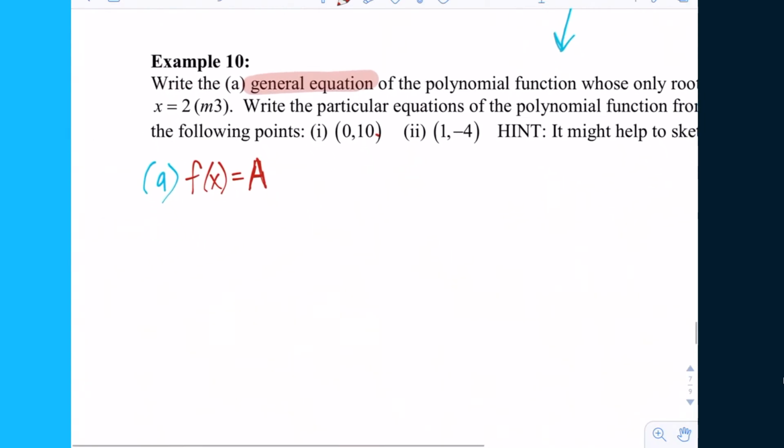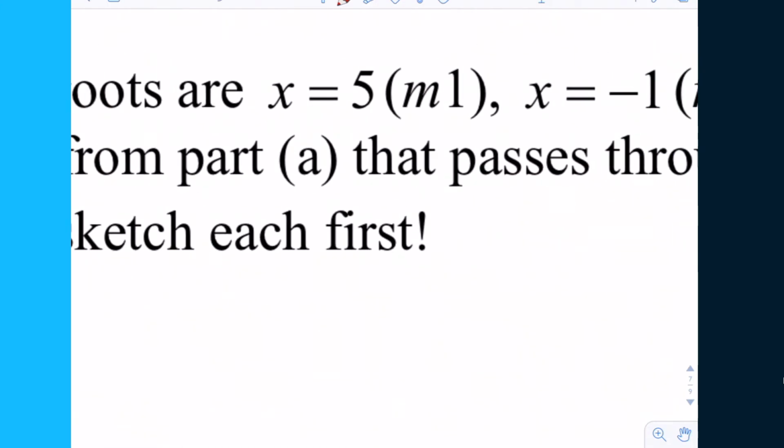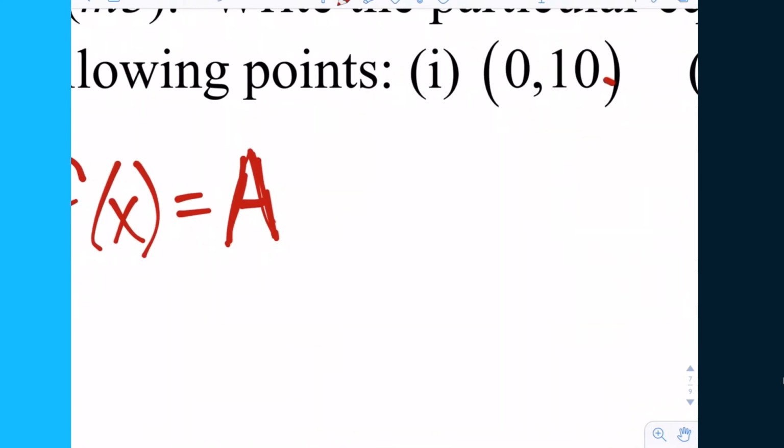Now we can start writing our factors based upon the roots. If 5 is a root, then what's the corresponding factor? X minus 5. And it's to the what power? The 1st power. Good. So our first factor after a is x minus 5 to the 1st. I won't write the first power.